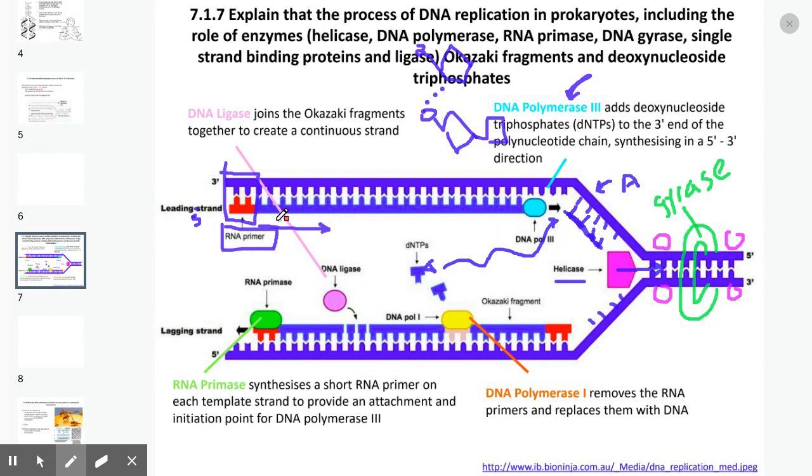Okay, so that's how it works on this strand. This strand is simple. It's called the leading strand because it just goes in a simple one-way direction. As we keep breaking these bonds, it will keep going in this direction.